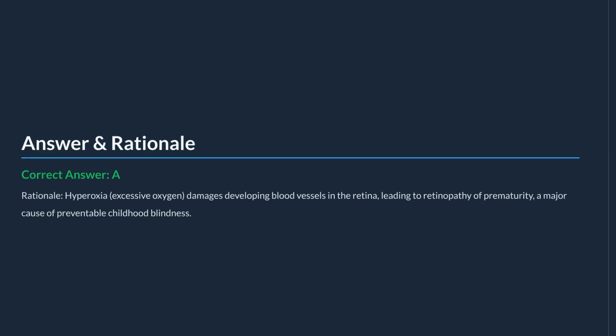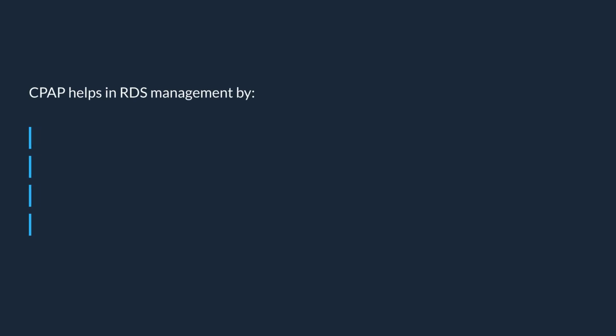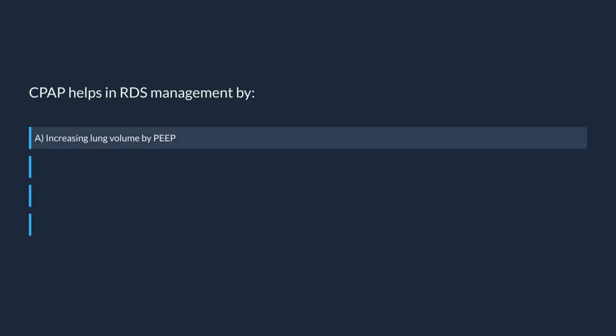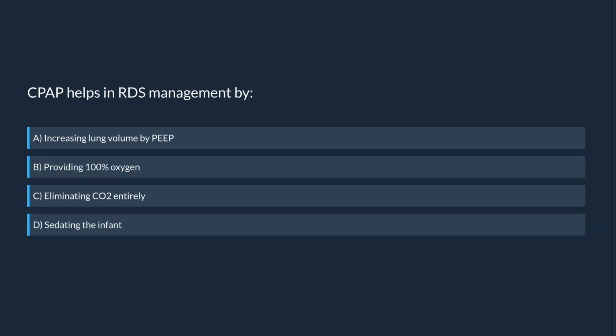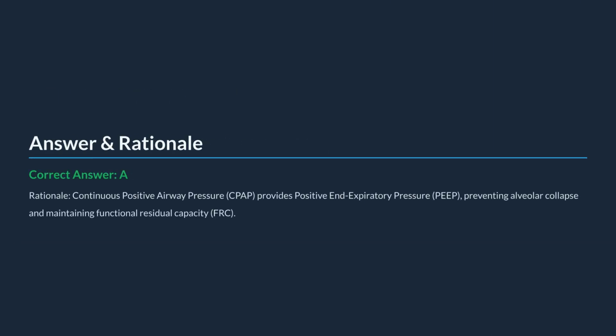CPAP helps in RDS management by A. Increasing lung volume by PEEP, B. Providing 100% oxygen, C. Eliminating CO2 entirely, or D. Sedating the infant. The correct answer is A. Continuous positive airway pressure, or CPAP, provides positive end-expiratory pressure, preventing alveolar collapse and maintaining functional residual capacity.